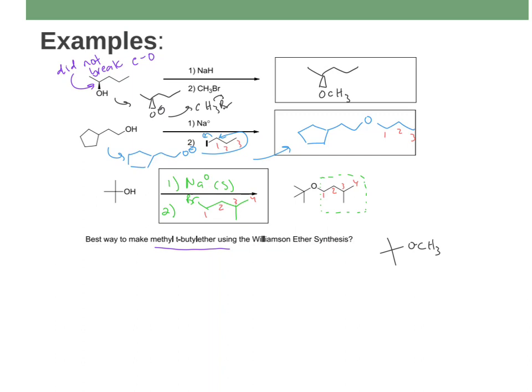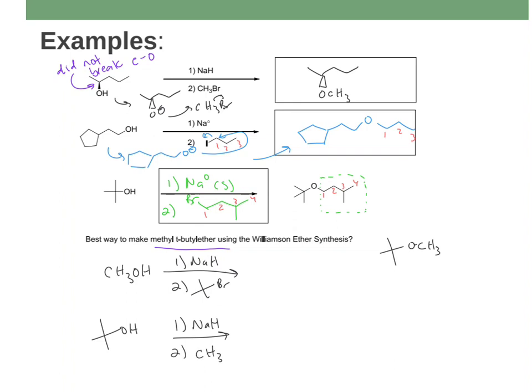Now for this last one, we've got 2 different ways to make this ether using the Williamson ether synthesis. I can either start with methanol, and then do step 1, something like sodium hydride, and then step 2, use the T-butyl bromide. Or I could have started with the T-butyl alcohol. Step 1, I'll just use the same base. And step 2, use the CH3Br.